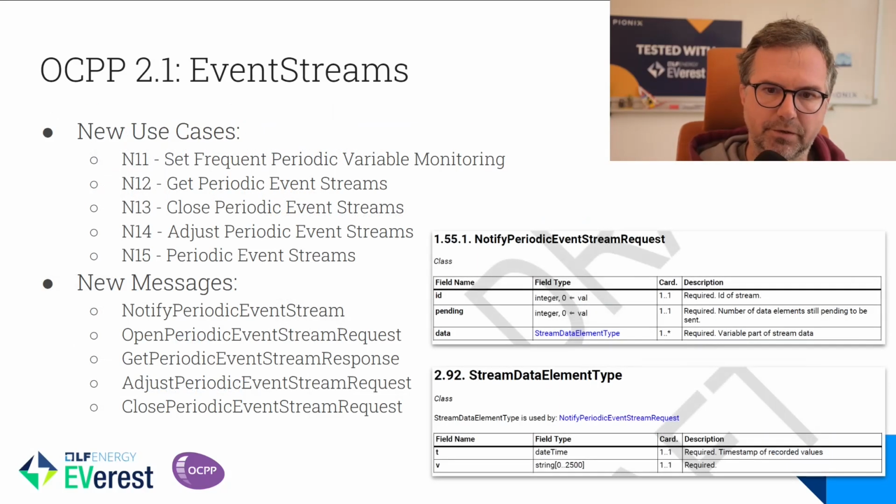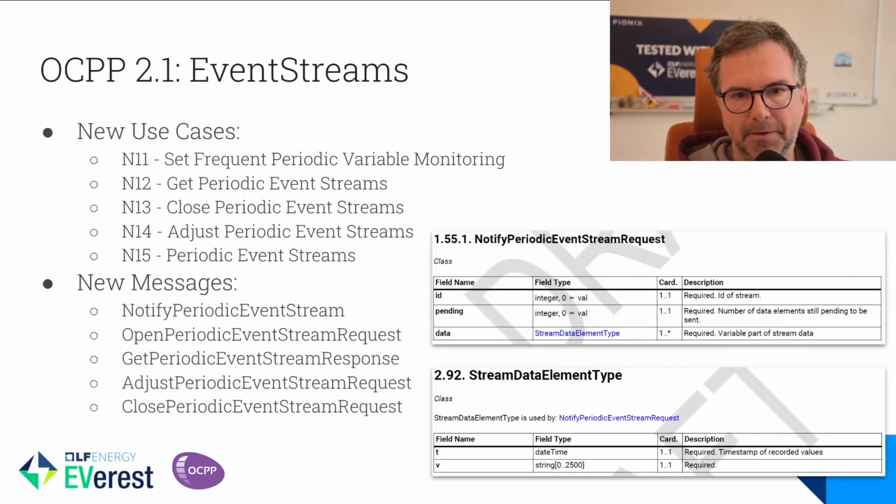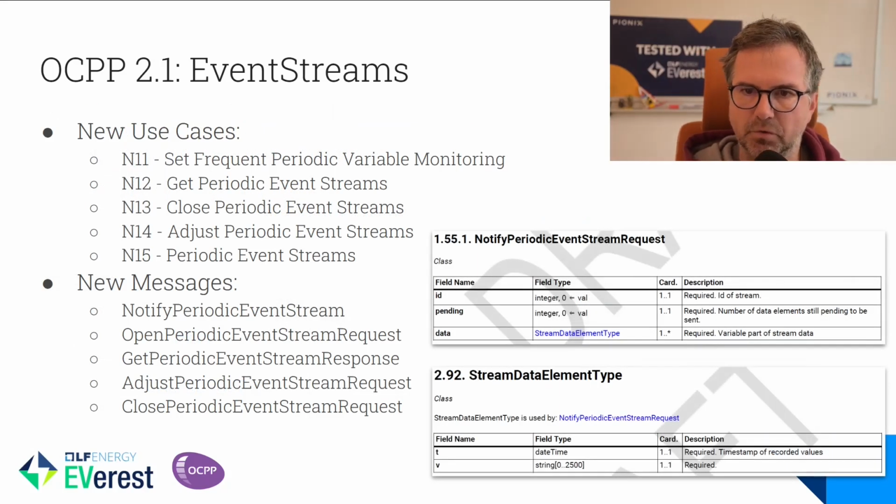Now, the content of that is really small. It just has an ID, so which stream is it, and then the data, and the data is just a timestamp and a value. And you can have multiple of these values inside the same event stream message. Now, there's a couple of use cases surrounding this. So how does this work?